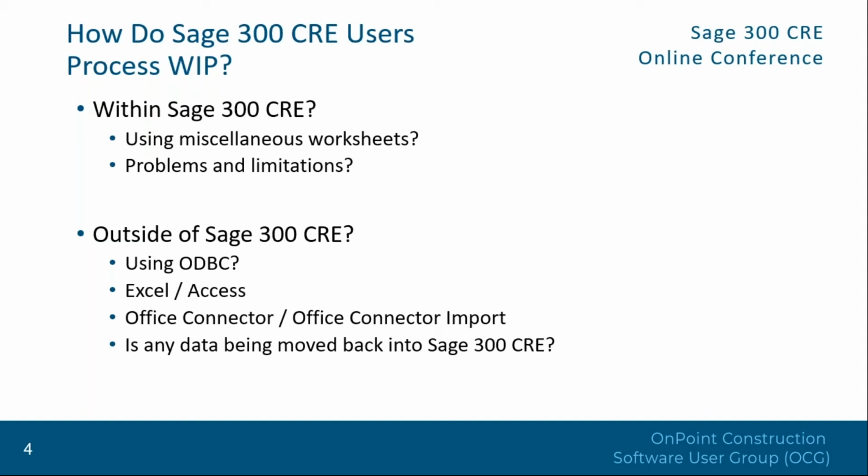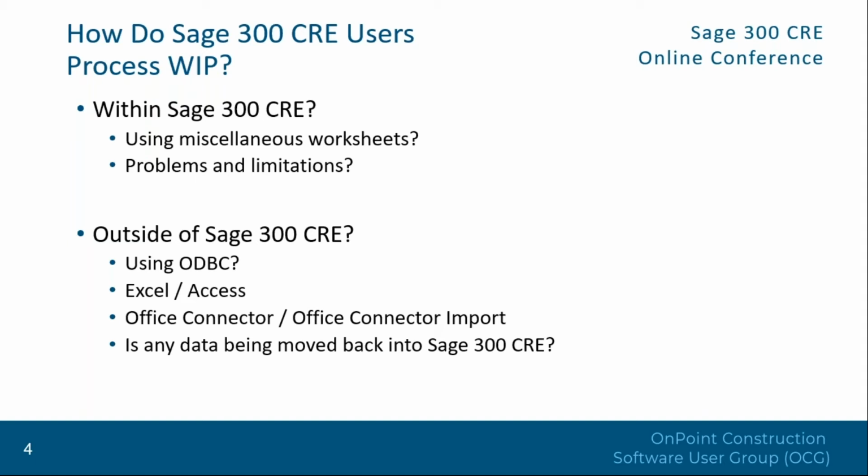I have run into quite a few people that are using Office Connector with Excel to produce their WIP schedules. And it's very, very similar to what I'm going to show you right now. It is possibly a strong tool if you own Office Connector. It is absolutely one of the tools that I would look at using.